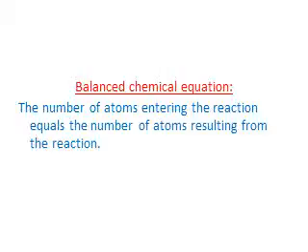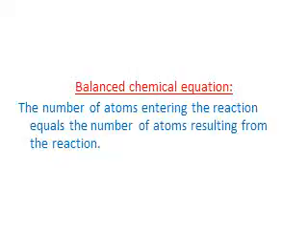This chemical equation should be balanced. What is the meaning of balanced? It means the number of atoms of each element in the reactant should equal the number of atoms of the same element in the product. If we put two oxygen atoms, we have to get two oxygen atoms in the product. If we put one magnesium atom, we have to get one magnesium atom. So a balanced chemical equation means the number of atoms entering this reaction must equal the number of atoms resulting out from this reaction.